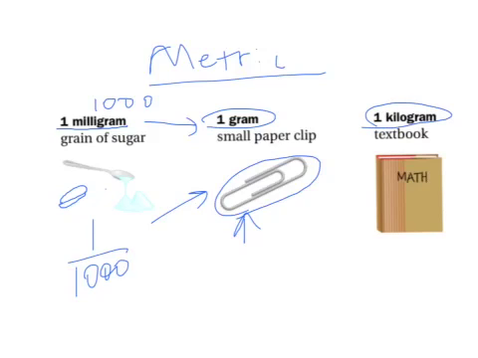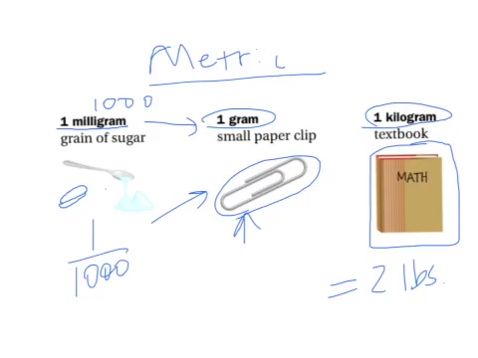And a kilogram is about the weight of a textbook, like a big old math book or something like that. It's about equal to about the same as 2 pounds, pretty close to that. But it is equal to 1,000 of these. You notice the pattern there? We got 1,000 milligrams makes a gram, 1,000 grams makes a kilogram. It's very easy to remember.